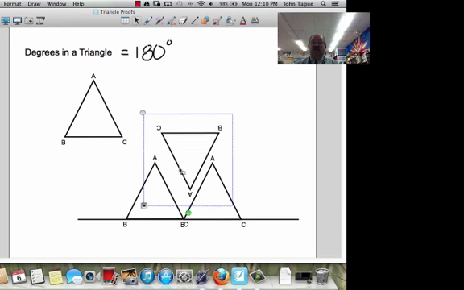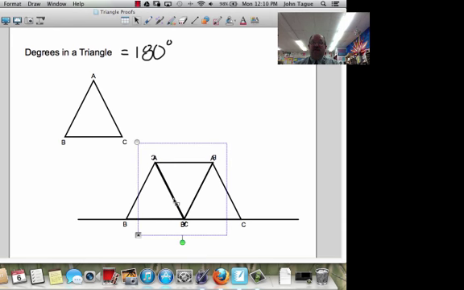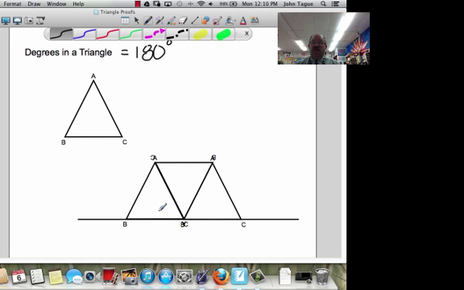I'm going to squeeze it right in the middle there. Okay? So even though you can't see the letters, I've got angle C right there, angle A right there, and angle B right there. What do we know about angle C and angle A and angle B? What kind of angle do they make up? They make up a straight angle.